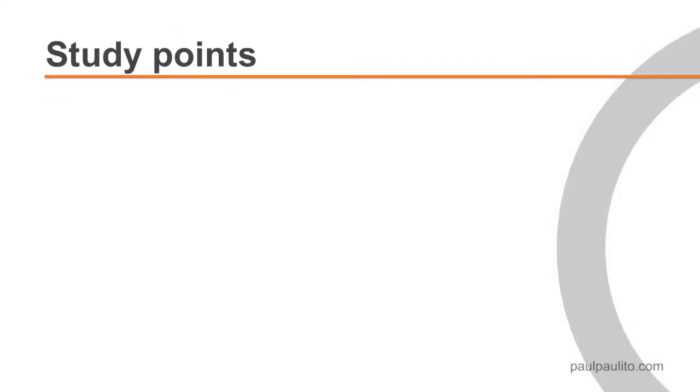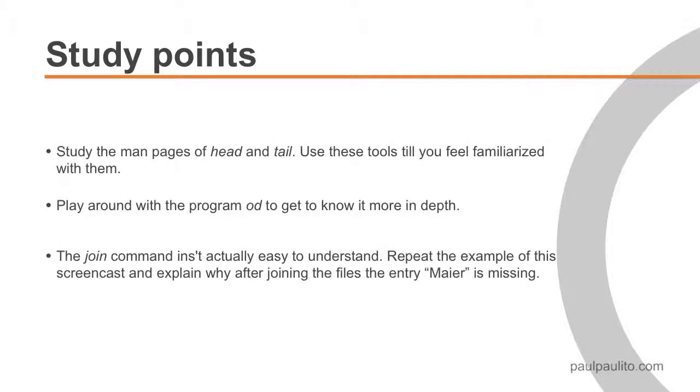Study points. Study the man pages of head and tail. Use these tools until you feel familiar with them. Play around with the program od to get to know it in more depth. The join command isn't actually easy to understand. Repeat the examples shown in this screencast and explain why, after joining the files, the entry Meyer is missing.